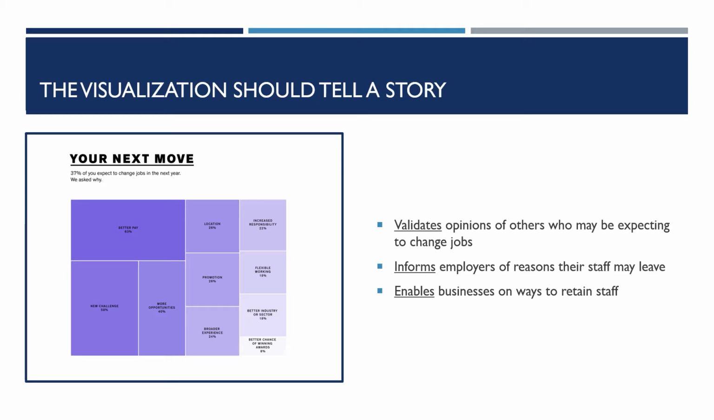Firstly, the tree map addresses the audiences of what I assume are working professionals. The tree map validates the opinions of these professionals who may be expecting to change jobs and acknowledges that their reasons may be shared by others. Secondly, the tree map addresses the audience of employers/businesses. It informs them of why their staff may be looking to leave and enables the businesses to find ways to retain the staff.